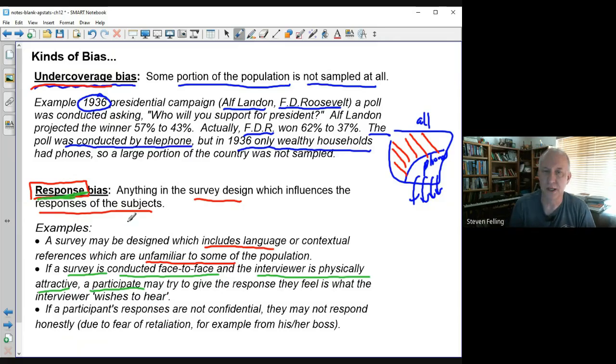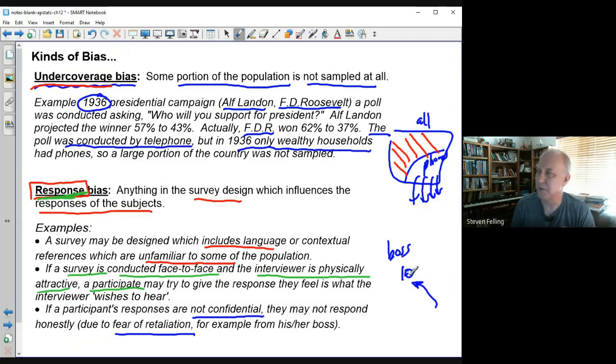Right. The classic example is retaliation. So let's say that a participant's responses are not confidential. They might not respond honestly due to fear of retaliation. So let's say that you've got a small group of people, maybe 10 people that work for a boss, right? And then some outside entity comes in and says, I'm going to conduct a confidential survey of your employees to find out what you think, right?